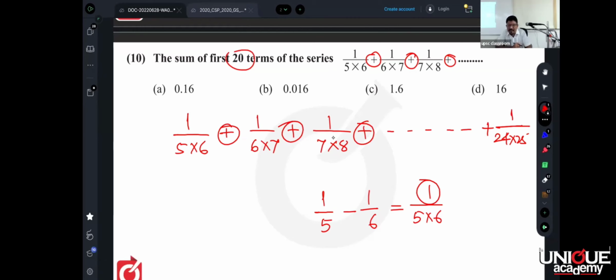Listen, if it is explained in any book, you will be given the direct step, but this is how it comes that we are discussing. Is it clear? So you need to express each term as a subtraction of two fractions. So here 1 upon 5 into 6 can be expressed as 1 upon 5 minus 1 upon 6. Is it clear?